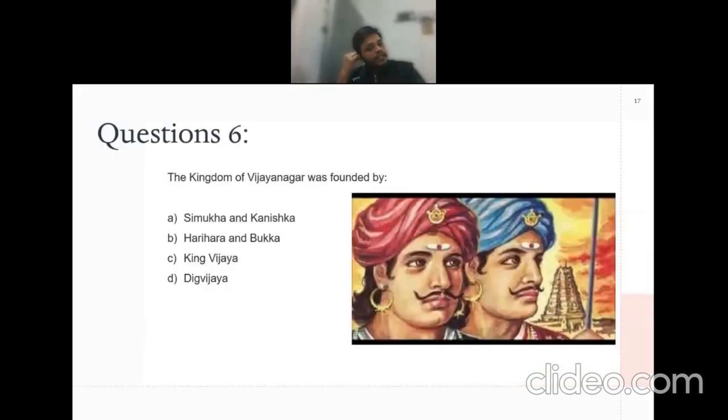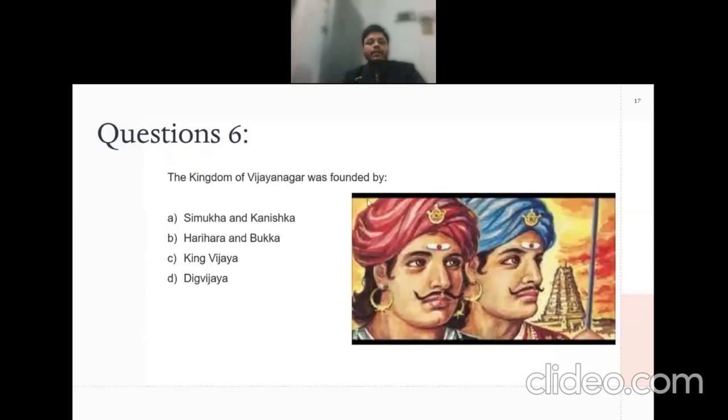Okay, question number 6: the kingdom of Vijayanagar was founded by Simukha and Kanishka, Harihara and Bukka, King Vijaya or Digvijaya? Can you answer please? Anyone? The kingdom of Vijayanagar was founded by Simukha and Kanishka, Harihara and Bukka, King Vijaya or Digvijaya?